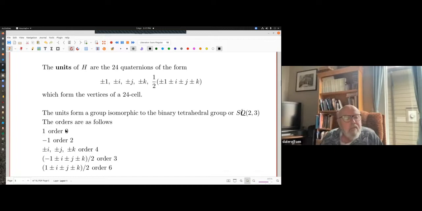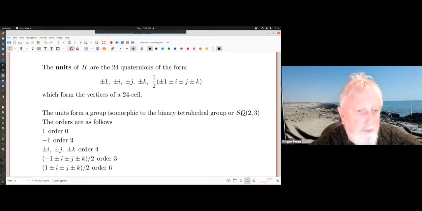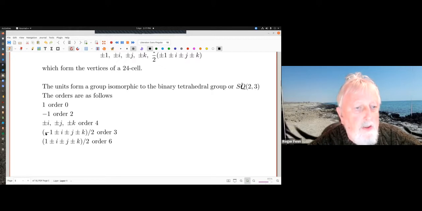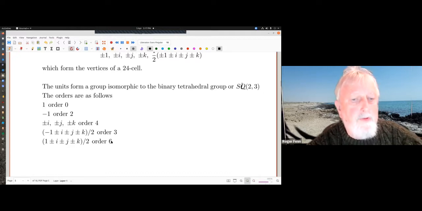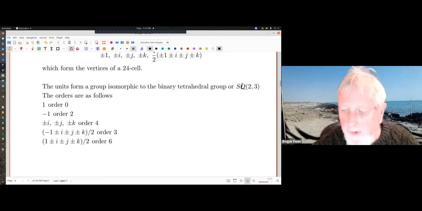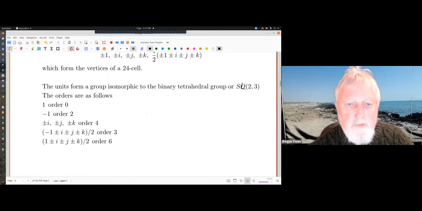1 has order 1, minus 1 has order 2, and these guys, plus or minus i, plus or minus j, plus or minus k, have order 4. If you've got a minus 1 here, you get order 3. If you've got a plus 1 here, it's order 6. And it's very interesting to see why that is so, because multiplying quaternions is the bane of my life.